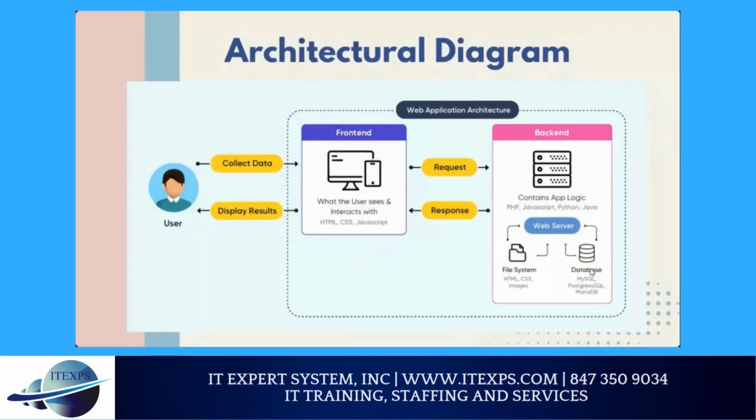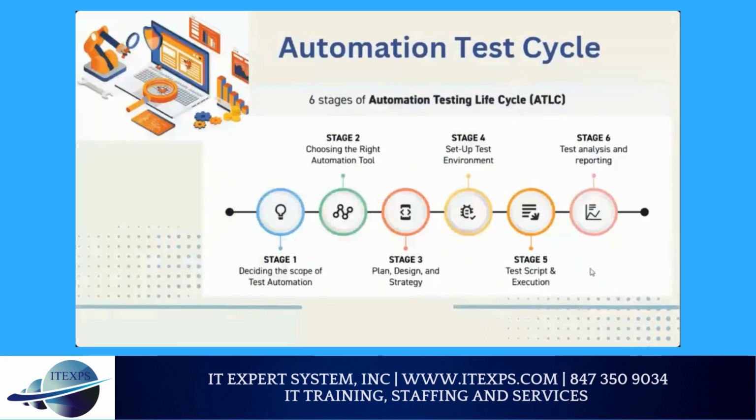Next, as you can see, we have the automation test cycle, which consists of 6 key stages that ensure the efficient and effective implementation of our automation in the project. The first stage involves defining the scope of the automation. Once the scope is established, the next is selecting the appropriate automation tool.